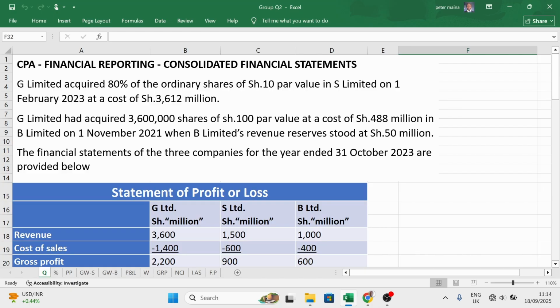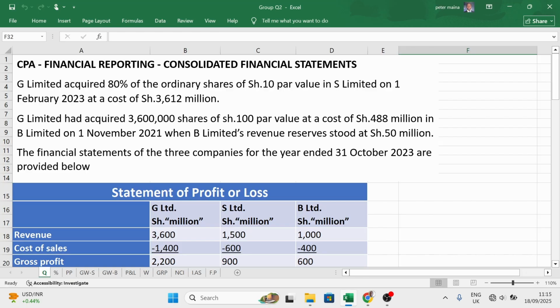In the second one, we are not given the percentage of holding, but you are given the number of shares that have been acquired, that is 3.6 million shares of 100 shillings par value. So we can use this number of shares to calculate the percentage of holding, which we are going to do later on. You're also given the cost of acquiring B Limited, 488 million, and the date when B Limited was acquired, that was on 1st November 2021.